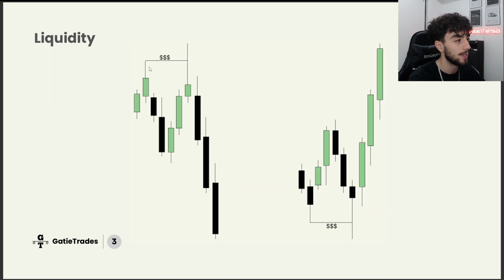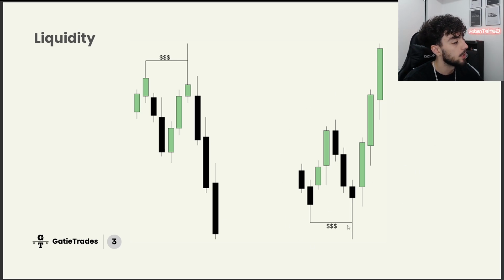So let me give you an example. If we have liquidity or resting orders, so let's say stop losses or breakout trader buy orders resting at this level, you can see how the market draws to that level to engage in that liquidity pool and then use that to fill orders going short.